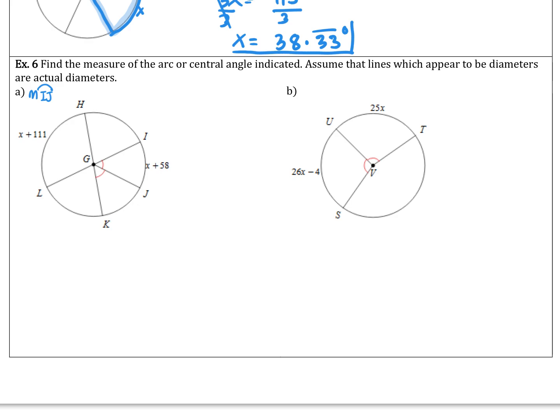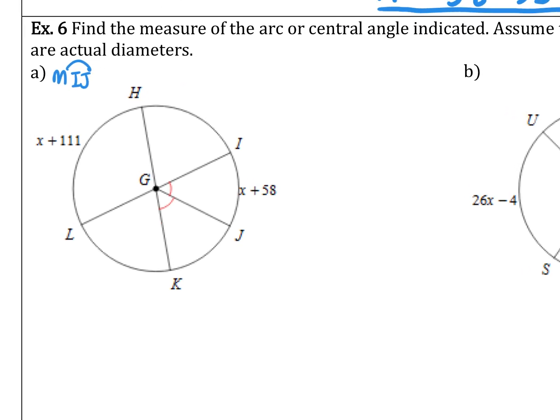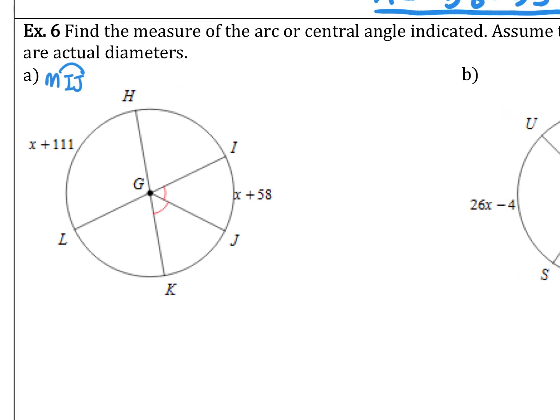Example 6, find the measure of the arc or central angle indicated. Assume that lines which appear to be diameters are actual diameters. Okay, so let's go to letter A. They are asking us for the measurement of arc IJ, this one only, arc I and J. So what I can see is that this is a diameter. So I'm going to only get it from here, there, and there. Yeah, this is a semicircle.